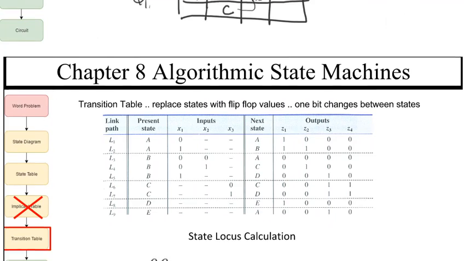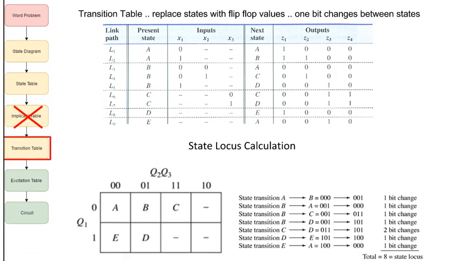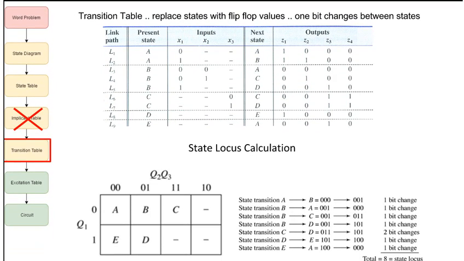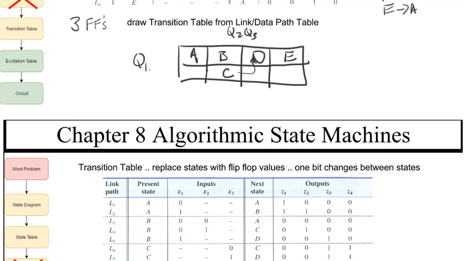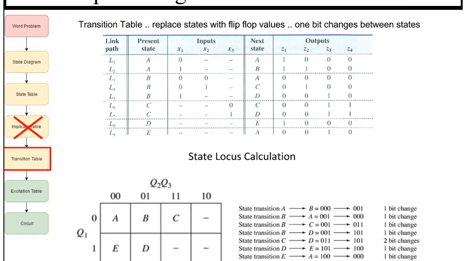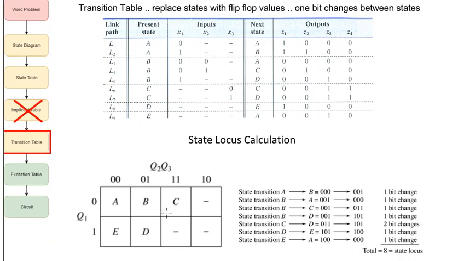All right, let's see. A, B, C, E. C's got to go to D. Yeah. All right, so they're tolerating a 2-bit change right here. Right? They're tolerating this 2-bit change. So let's just go with the book's solution right here. Otherwise, if we went with mine, then we'd end up with a different circuit.